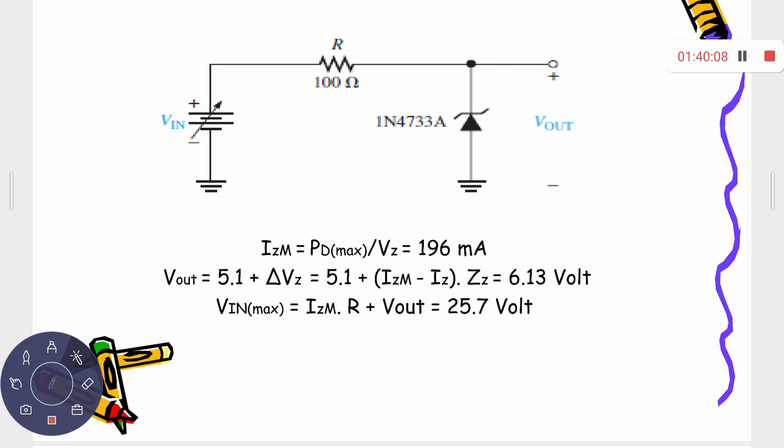25.7. So, 4 to 25, 6 times. Almost 6 times, or 5 times. So, 5 to 25. 5 times, right? What about the output fluctuation?